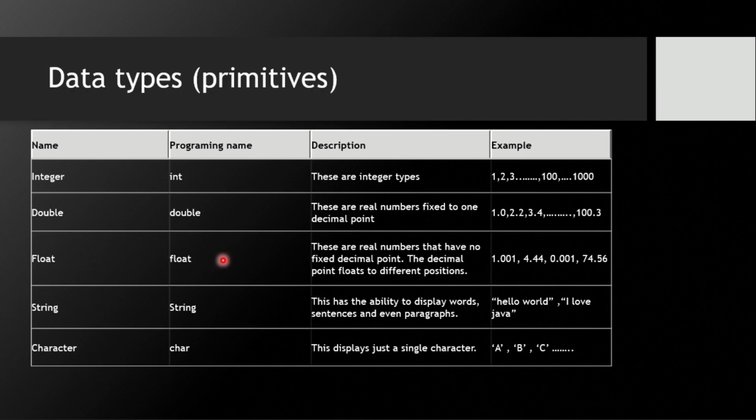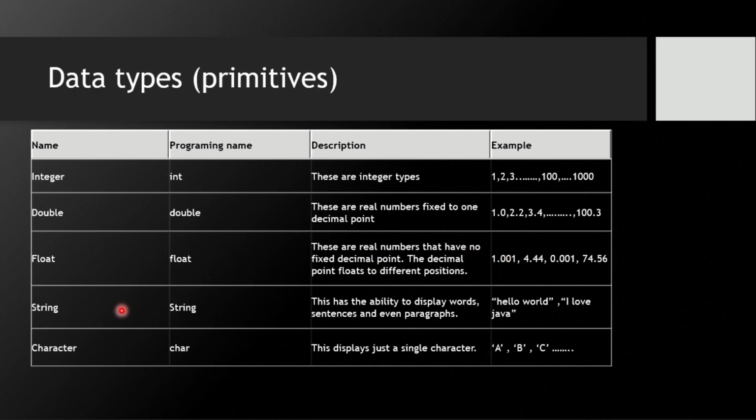So the syntax to use is float, all lowercase, and this is what an example of a float will look like. The difference between a double and a float is that a double is only fixed to one decimal point, and a float has no fixed decimal points.